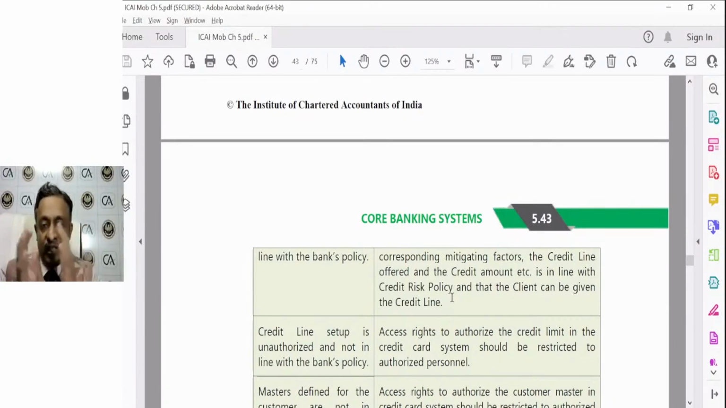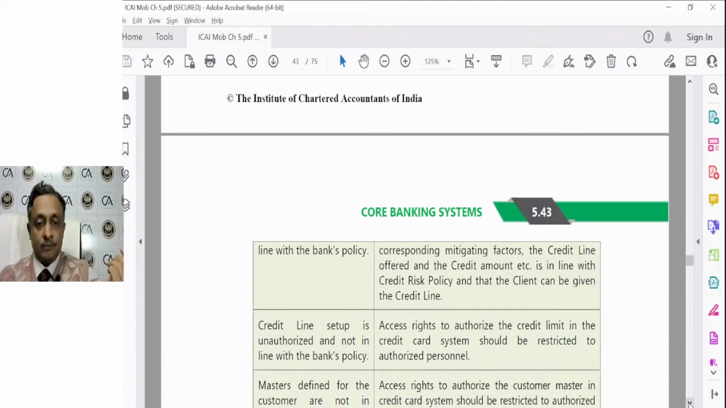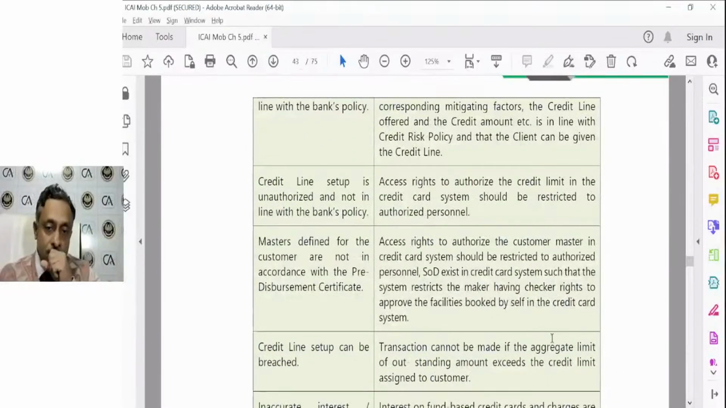Just understand that suppose someone makes, okay, we'll talk about it in parameter setting. Right now, this is the credit you can give to the customer. Say someone has a 25,000 credit limit on his or her credit card. Whether it's 25,000, 50,000, 1 lakh, 2 lakh, 4 lakh, 5 lakh, or 10 lakh depends on the nature of the customer you are. Then the credit line setup is unauthorized and not in line with the bank's policy. So that was for the customer, and this is a general setting.